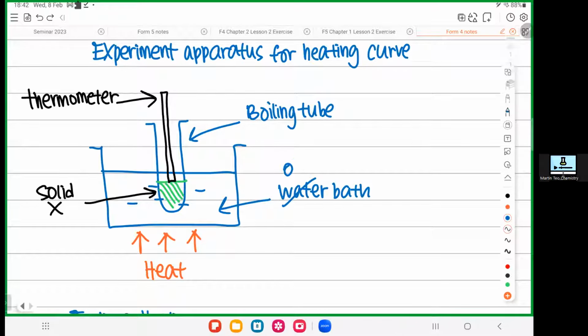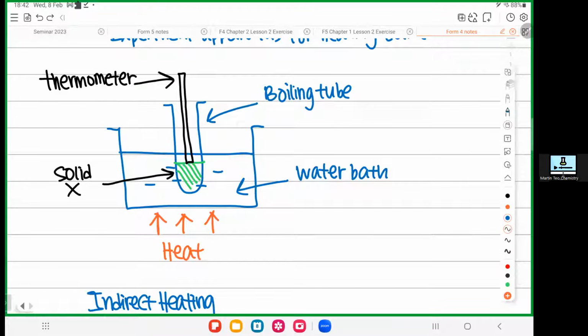Okay. Sometimes they use a sand bath. So they put some sand here. You heat the sand. When the sand is hot, the sand will heat your substance. So three possibilities: water bath, oil bath, or sand bath.